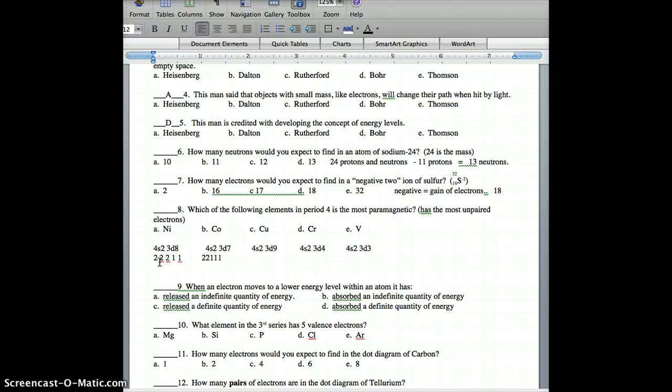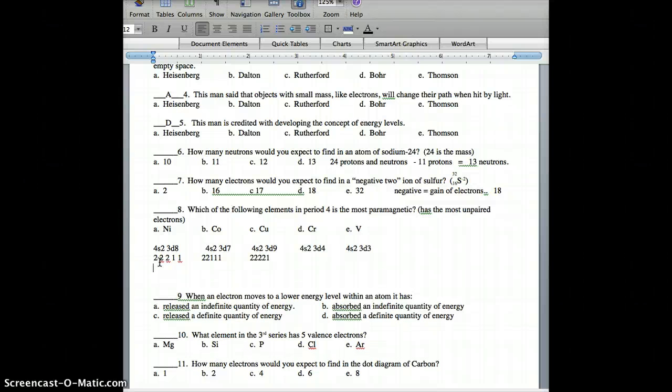In the copper, you'd end up with 2, 2, 2, 2, 1. And really what happens in copper, just for the record, is 2, 2, 2, 2, 2, because one of the electrons from the 4s here gets promoted and comes over here and becomes a D10. We talked about some exceptions to the filling order, and this is one of the exceptions to the filling order, or the Aufbau principle.